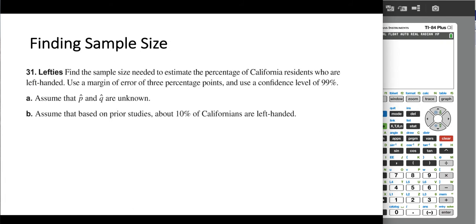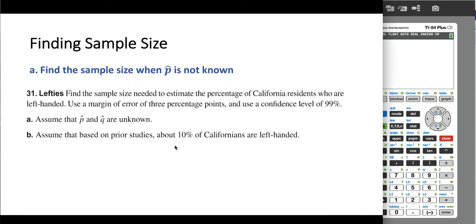Okay, so let's go through an example. Find the sample size needed to estimate the percentage of California residents who are left-handed. Use a margin of error of 3 percentage points and use a confidence level of 99%. We have two problems to do. A, assume that p hat and q hat are unknown, or B, assume that based on prior studies, about 10% of Californians are left-handed. We're going to do part A first.